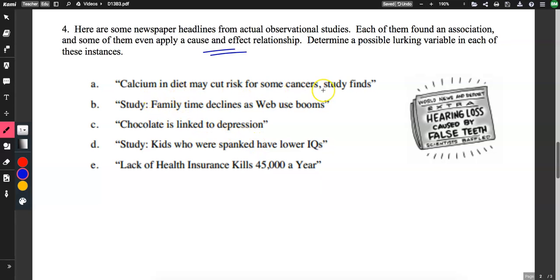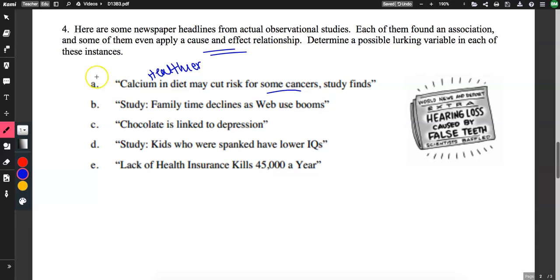Calcium in diet may cut risk for some cancers. So we're thinking, well, what else could be reducing the risk of cancer? Because I don't know if calcium is necessarily affecting that. So another reason might be like just being a healthier person. You might consume more calcium because you live healthier, and that also would reduce your risk of cancer.